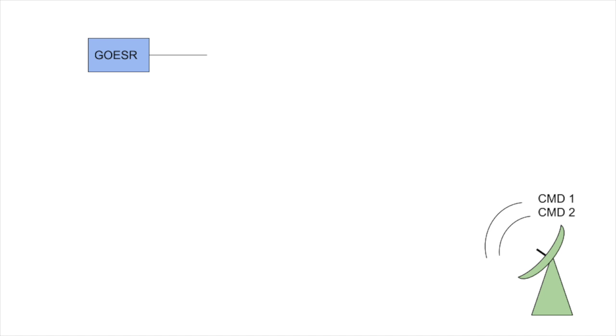For uplink, there are 2 command links. These links are always online and broadcasting a signal to the spacecraft. However, data is only transmitted as needed, so basically whenever we need to send a command to the satellite.